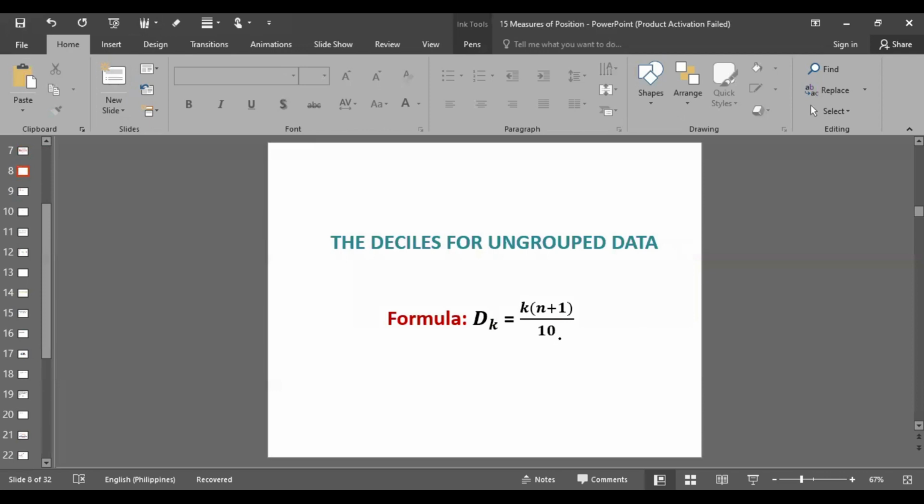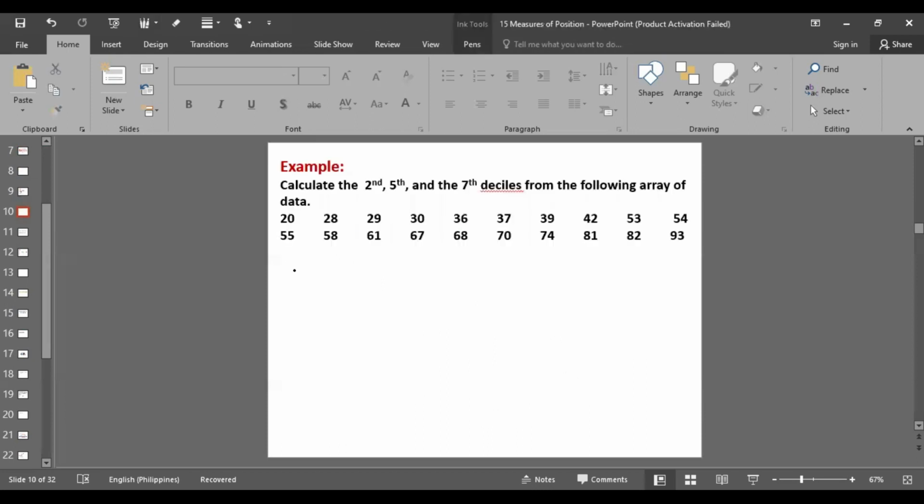So here's the formula that we will be using. This is almost the same as the first formula, which is for computing the positions of quartiles. It's just that the denominator here is 10 since we are dealing with deciles. In quartiles, we have quartile 1, quartile 2, and quartile 3, and quartile 2 is the median. Okay? In deciles, the median is the 5th decile or D sub 5. So let's have an example.